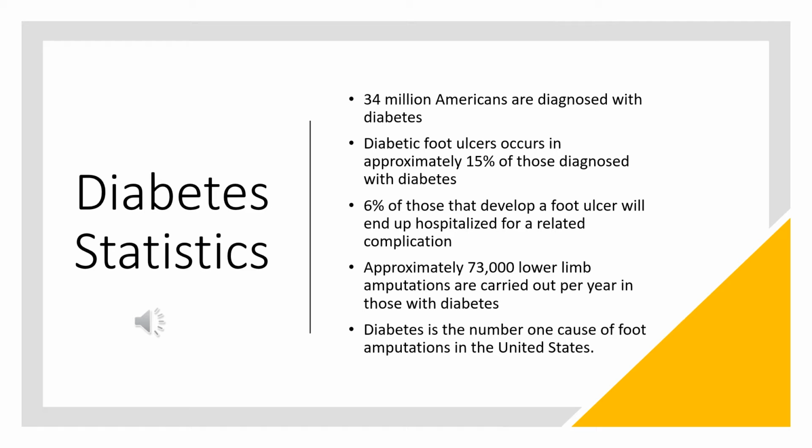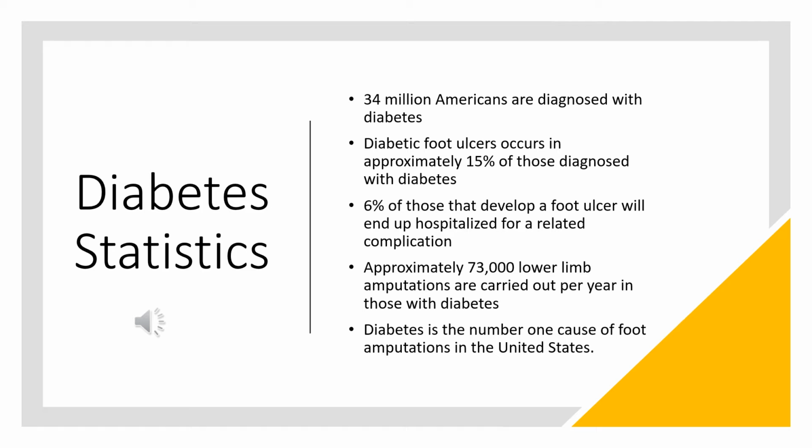Diabetes is a widely known disease, but it is so complicated and so different on a patient-to-patient basis that here are some simple statistics to give an overview of the commonality of what diabetes can do. 34 million Americans are diagnosed with diabetes. Diabetic foot ulcers occur in approximately 15% of those. 6% of those that develop a foot ulcer will end up hospitalized for a related complication.